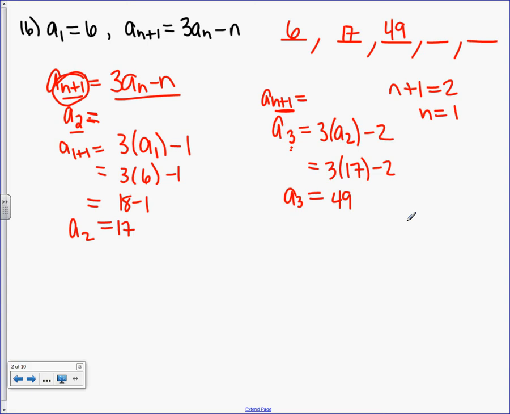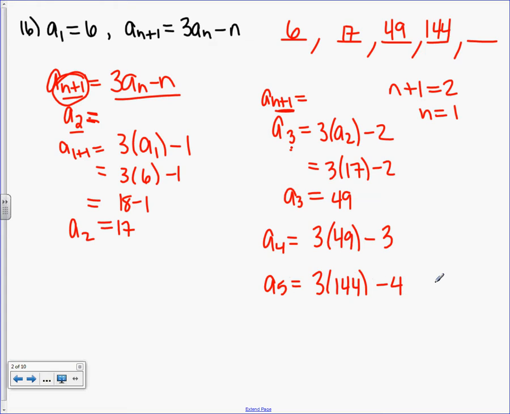But by now, I'm thinking most of you notice, you take 3 times the answer you just got minus this, next one would be 3, right? So if you get the pattern, a sub 4 is going to be 3 times 49 minus 3, which is 144. And then a sub 5 is going to be 3 times 144 minus 4, which is 428.